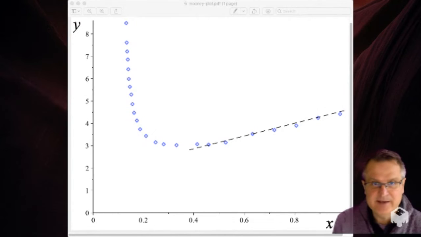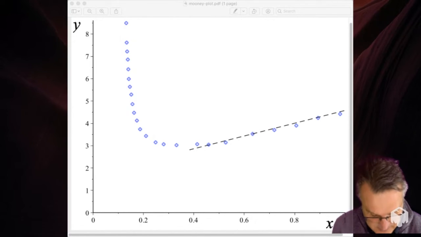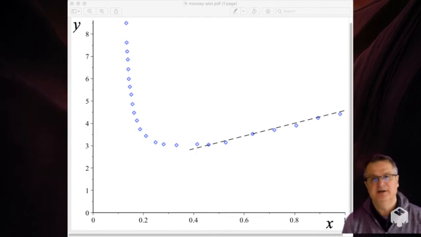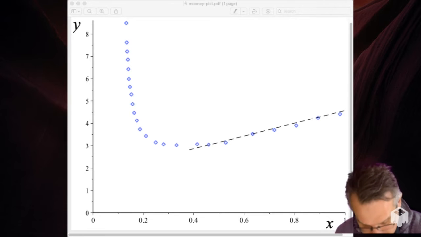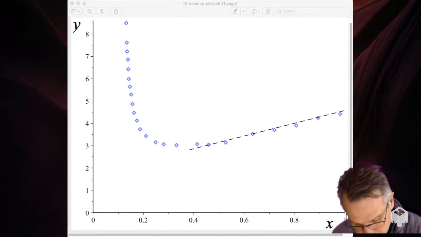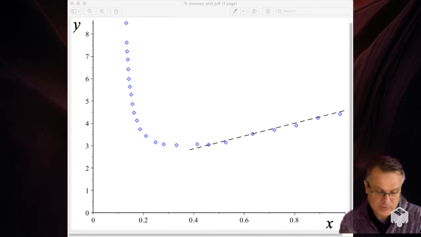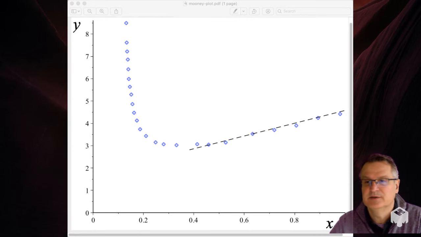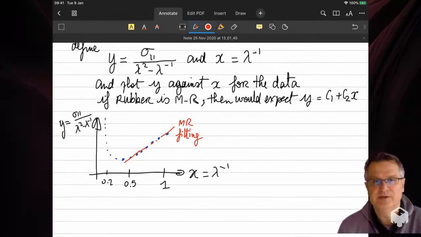So you get the straight line, and then as the material stiffens, you will get a stiffening of this data. And so here, in the beginning at least, you have a straight line fitting. And that's why it's pretty good. Oh, sorry, I should go back. Right. That's why Mooney-Rivlin is so good between lambda is 1 and lambda is 2, or between x is 1 and x is 0.5. You really see a straight line from the data.